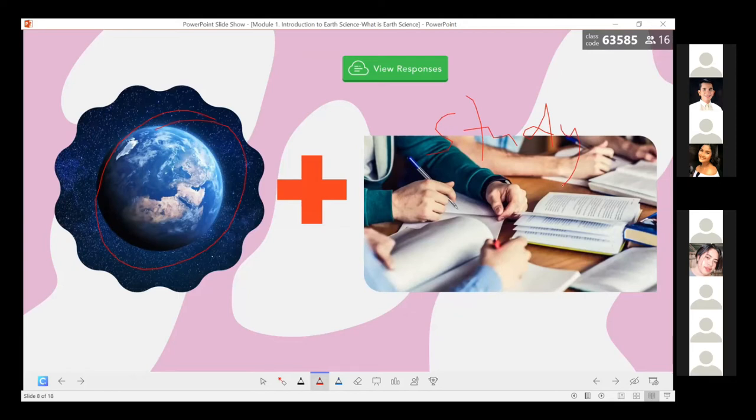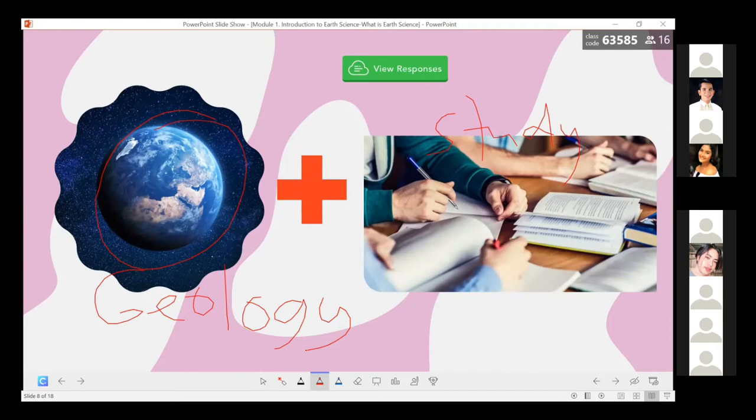Geo, the term geo comes from, saan nga? From Greek word meaning soil or meaning earth. So this is the reason why the correct answer is, tama si, sino yung nasumagot? The correct answer is geology. Di ba ang logi or logos, study of? So the correct answer is geology.